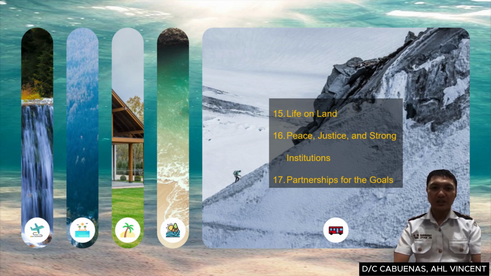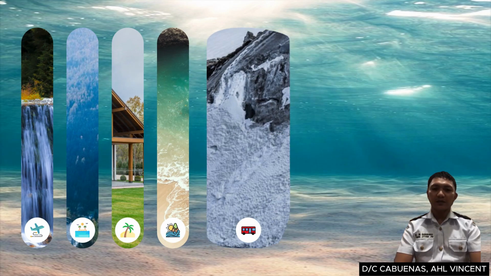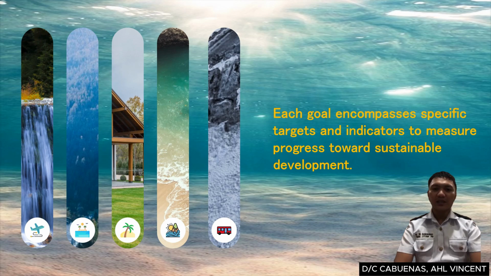16, peace, justice, and strong institutions. Promote peaceful and inclusive societies for sustainable development, provide access to justice for all, and build effective, accountable, and inclusive institutions at all levels. 17, partnerships for the goals. Strengthen the means of implementation and revitalize the global partnerships for sustainable development. Each goal encompasses specific targets and indicators to measure progress towards sustainable development. So that's all. Thank you.